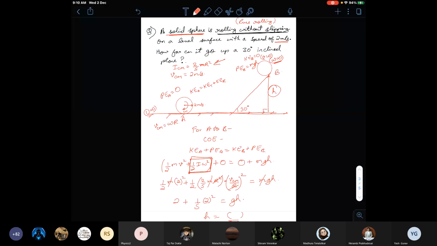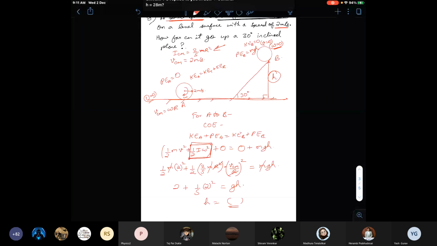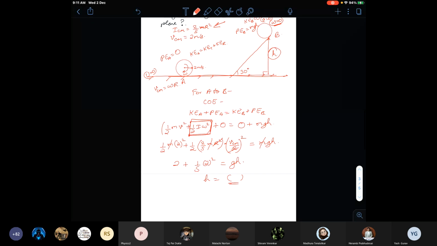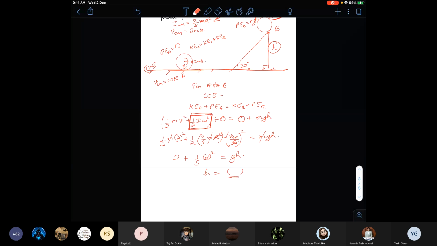Whatever it comes out, I have not calculated it, it is 4, 10, 14 by 5, 14 by 50. How are you getting 28? H is coming out to be something in the fraction of 14 by 50.